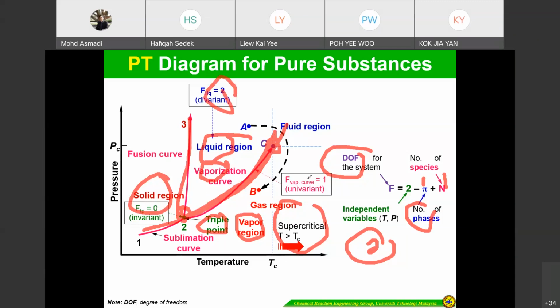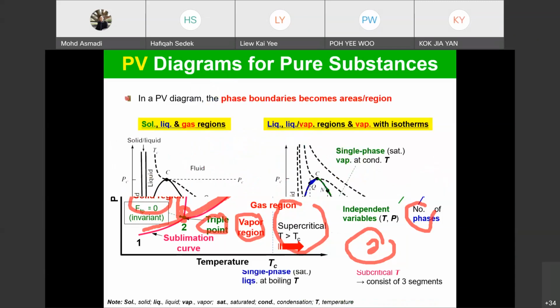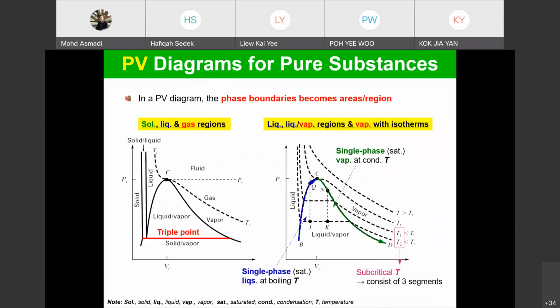Okay, so this is another angle for the PVT diagram. So we call it a PV diagram for a pure substance. Okay, so in the PV diagram, the phase boundary becomes an area or region. Okay, if you look here, you see this. Why do we say that in the PV diagram the phase boundary becomes an area or region? Because this one, you see, is liquid and vapor.